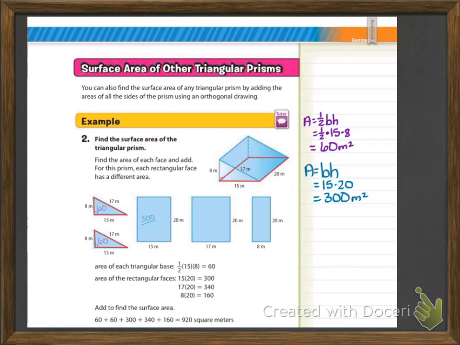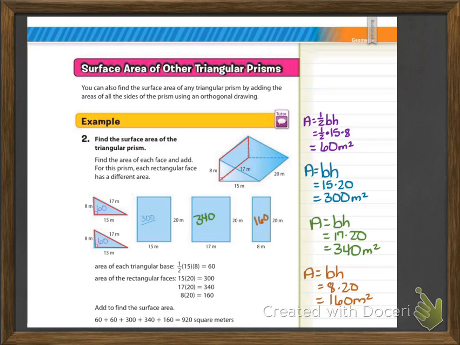Notice that I wrote the 300 in the middle of my box over in my orthogonal pictures. So now we're going to talk about the top box, the right top side of it. Of course we're going to list the formula there, as well as putting in their dimensions. 17 times 20 is going to give us 340 meters squared. So I'm going to write that number inside that middle box. Our last one is going to be that back part of the rectangle. We start with the formula again. 8 times 20 gives us 160 meters squared.